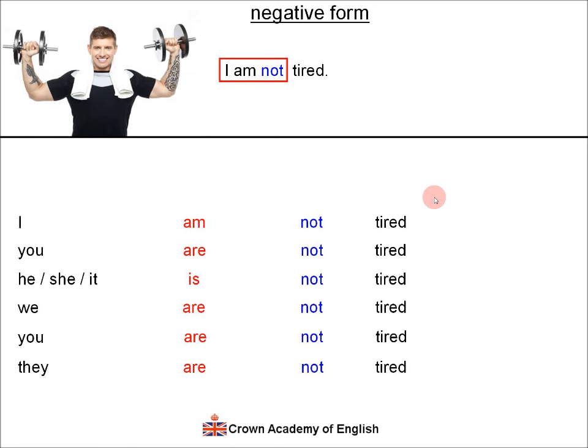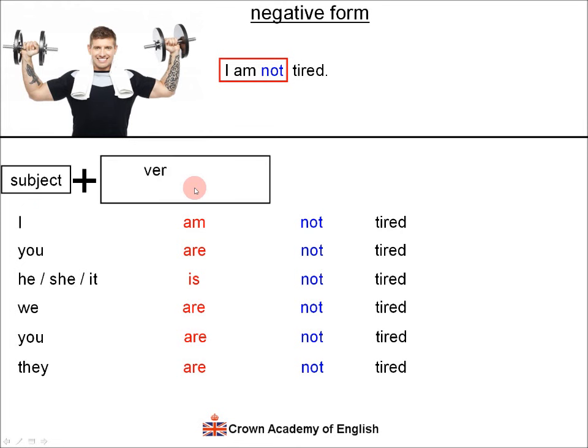So this is quite easy. We have the subject. We have the verb to be. And then we simply add the word not. So this is what makes it negative. And then we have the rest of the sentence. And this is an adjective, tired.